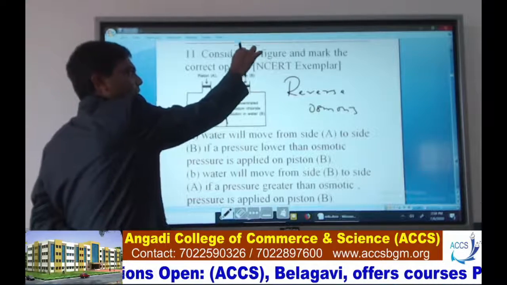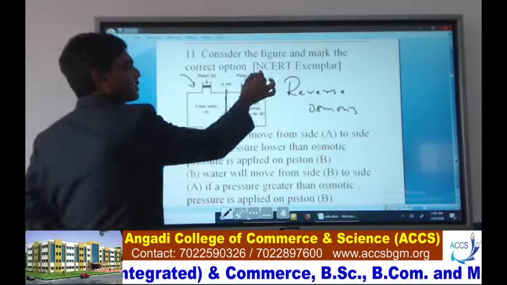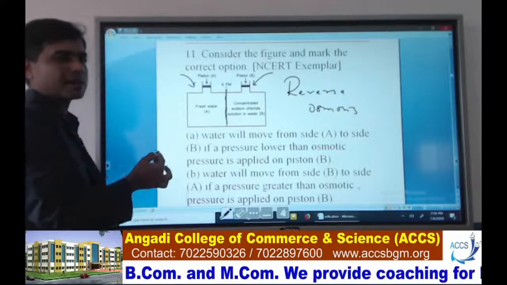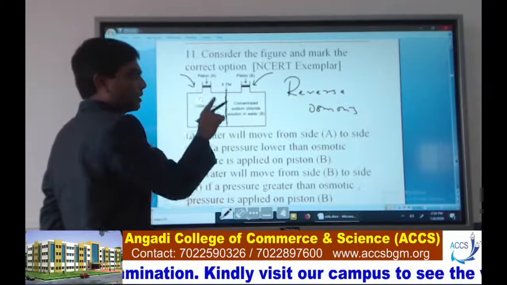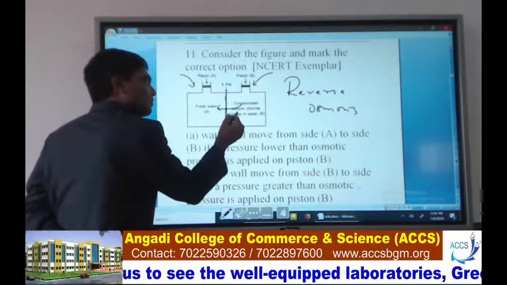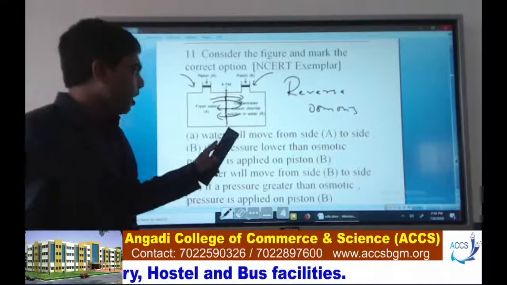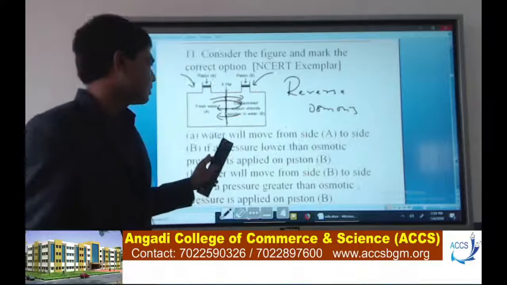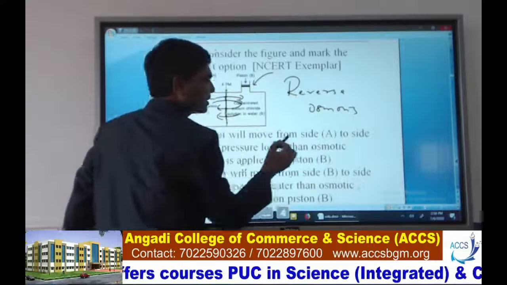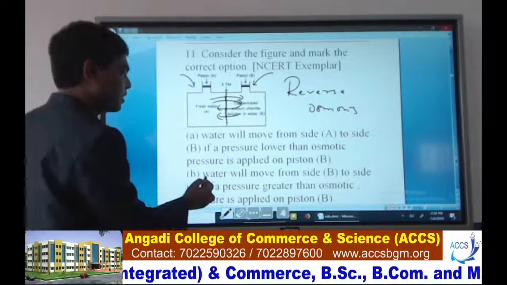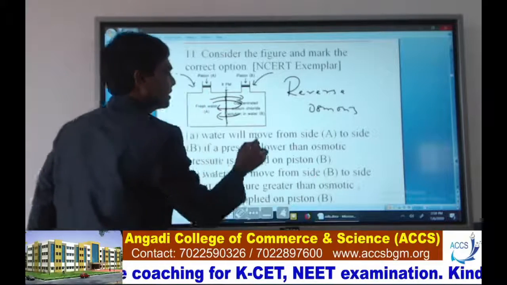And here also one inlet is there. Here I am using one piston A to apply external pressure. Here also I am applying external pressure with piston B. Now he is asking whether the solvent flows from this side to this side or this side to this side. See the options. Water will move from side A to side B if pressure is lower than the osmotic pressure. Either first one. Water will move from side B to side A if pressure is greater than osmotic pressure.